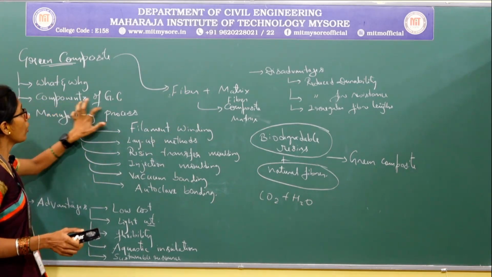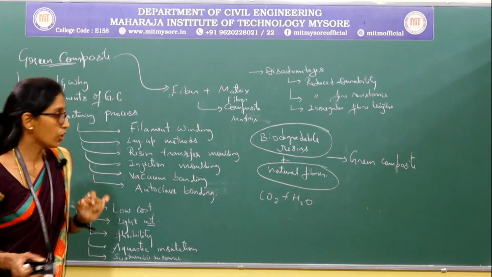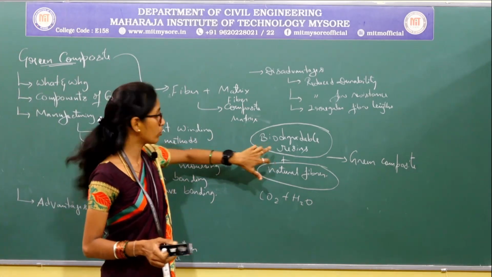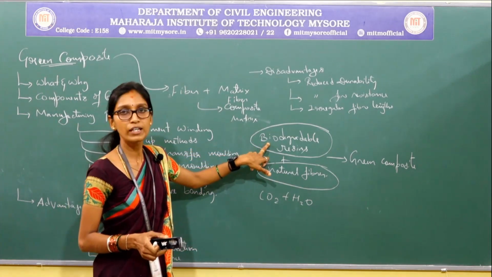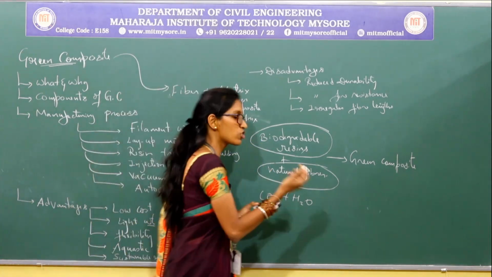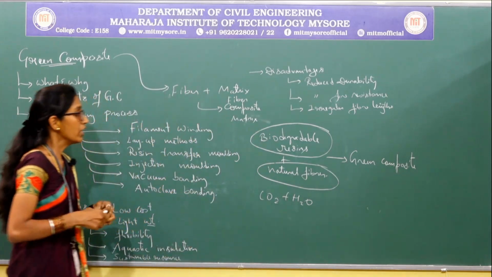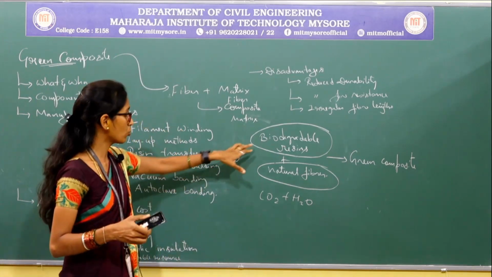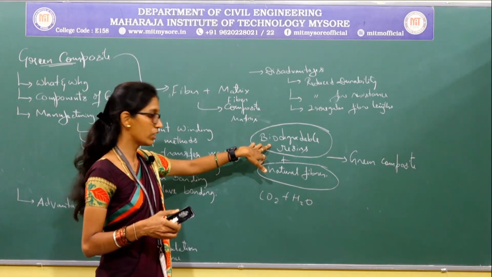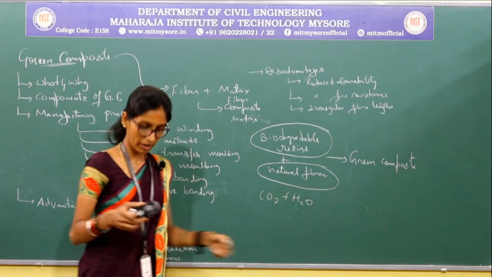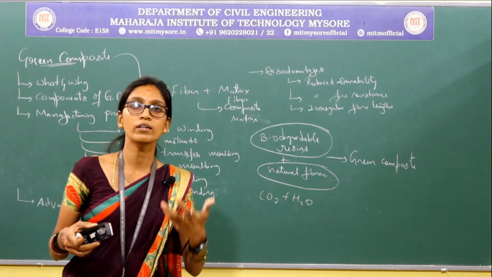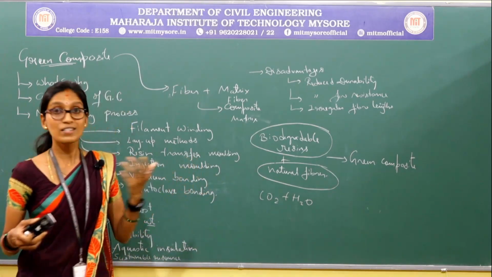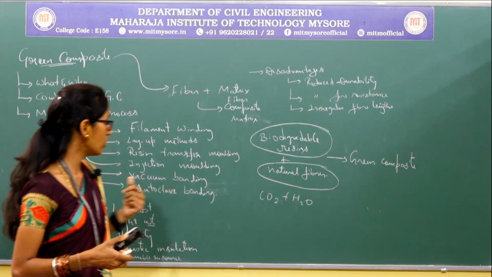Now let's see what are the components of green composite. The first component is the biodegradable resin, which will be your starch or materials which are extracted from the plants. So those resins are utilized, which are biodegradable. And the other one is the natural fiber, such as your jute, coir, sugarcane bagasse, or the sisal, all these are your natural fibers.